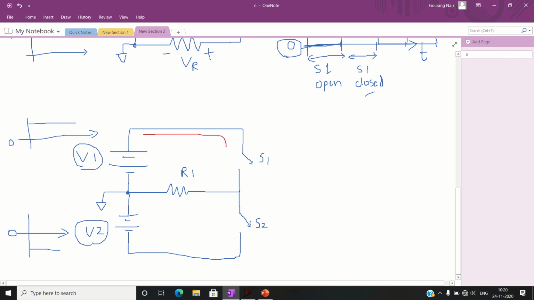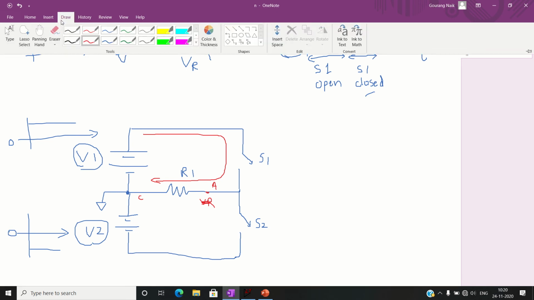So here when I close my switch S1, the direction of the current, let us say if this is my common point, let us say C, and if this is my output VR, or you can say the node name you can give as A, let us say A. It is going to go from A to the common point when I close my switch S1.